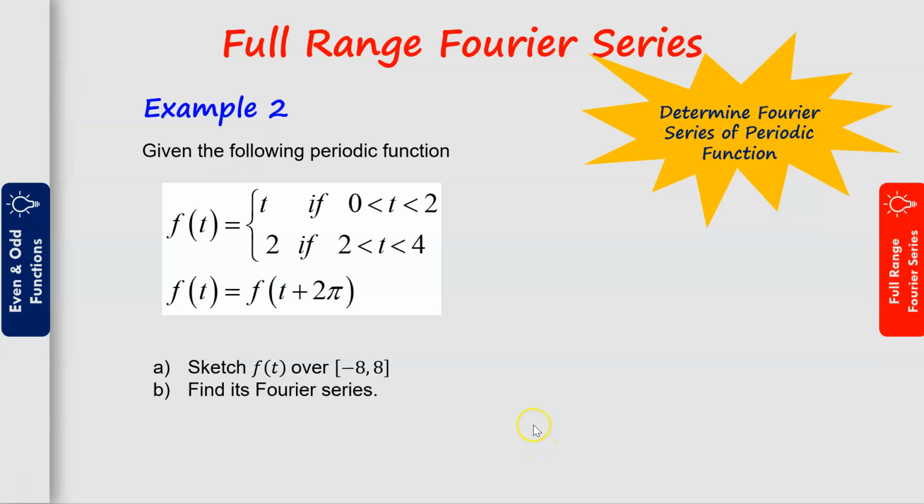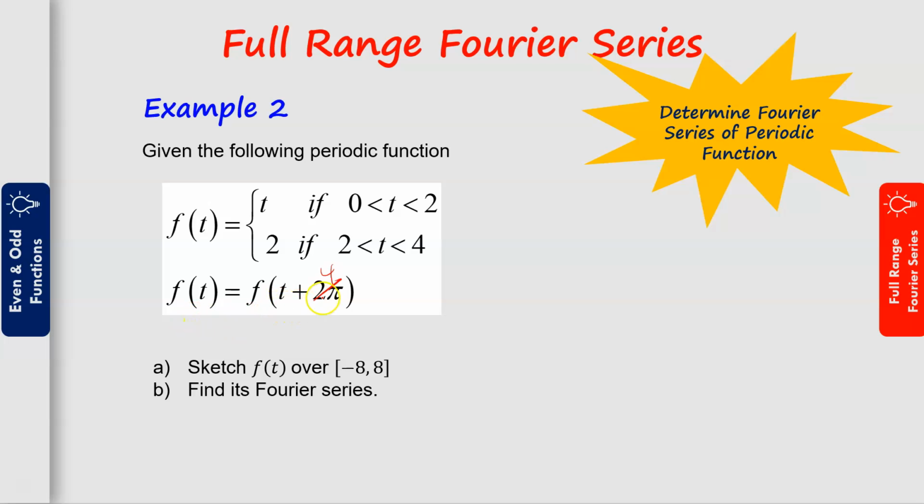So now we go to this example 2. The question gives us the following periodic function: f(t) equals t for t in between 0 and 2, and f(t) equals 2 when t is in between 2 and 4. And here there is some mistake, class. This one should be 4.